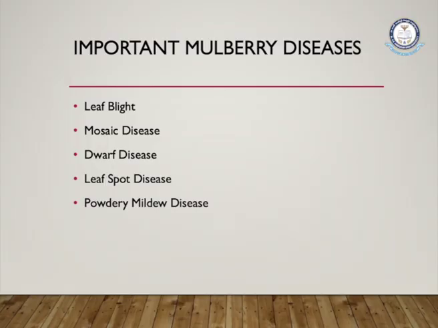There are mostly up to 12 types of diseases. Today we are discussing 5 diseases. First is leaf blight, second is mosaic disease, third is dwarf disease, fourth is leaf spot disease, and fifth is powdery mildew disease. So, first coming to bacterial leaf blight.